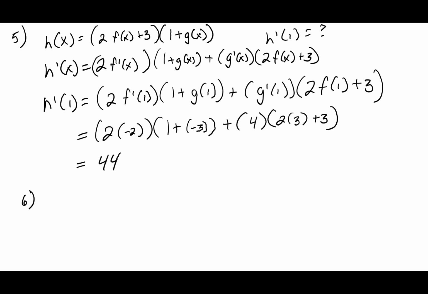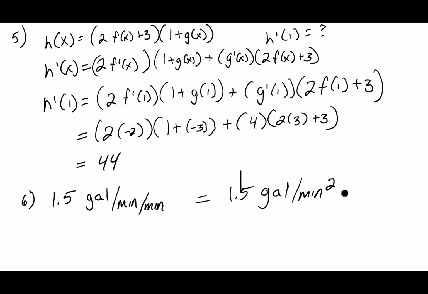So in the table, they say T is in minutes, but R of T is in gallons per minute. So we're trying to find a rate of change of gallons per minute. And so this one ends up being 1.5 gallons per minute, or you could just say 1.5 gallons per minute squared.